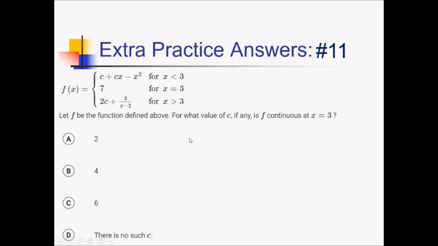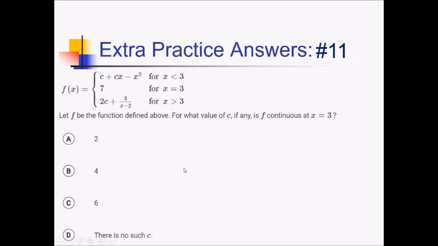On this problem, I'm given the function f, this big piecewise function, and I want to know what c value, this mystery constant, makes this thing continuous at x equals 3. One thing important to note is that choice D is an option for no such c value existing. So we're going to have to be extra rigorous on this one, can't really take any shortcuts.